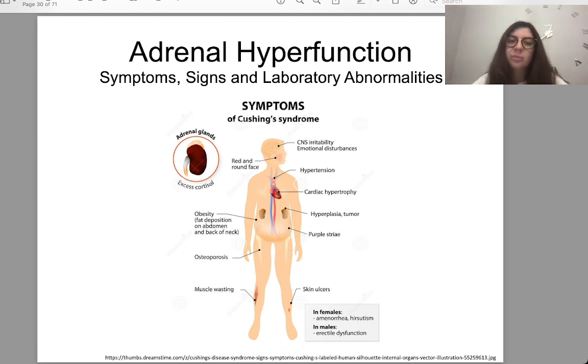It can be hyperplasia and tumors of adrenal glands during studies. In most patients, we see purple stria. Most patients are obese due to central obesity. It can be osteoporosis, muscle wasting, and skin ulcers.